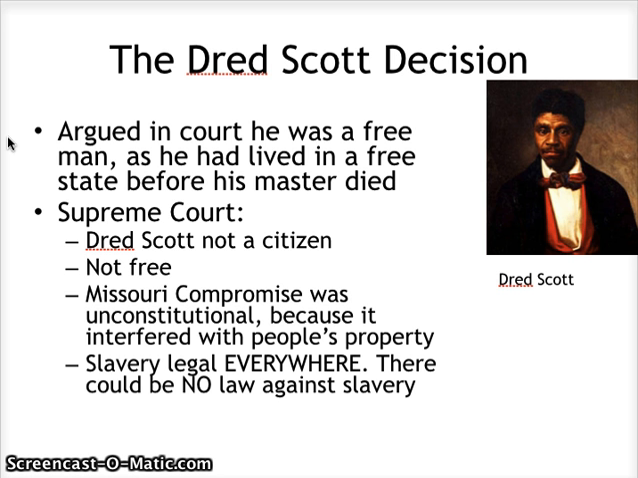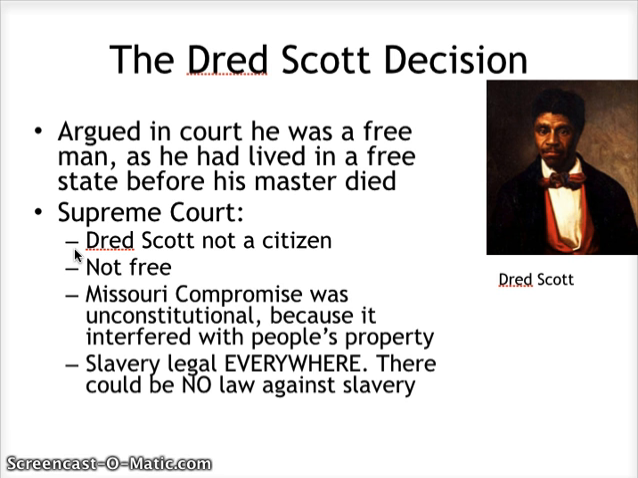But he and his owner moved back to Missouri, which is a slave state, where his owner died. As soon as his owner died, Dred Scott files a lawsuit saying that he is a free man because he had lived in a free state before his master had died. Now, the decision for this court case ends up being a controversial one. It causes problems. The first thing is that the Supreme Court decides that Dred Scott is not a citizen. That means that he does not have the same equal rights as a white man would. And therefore, since he is not a citizen, he is not a free man.